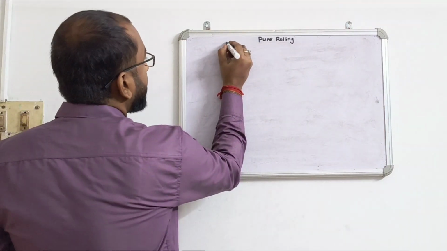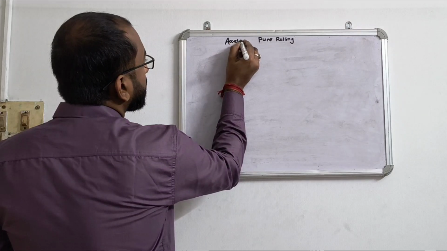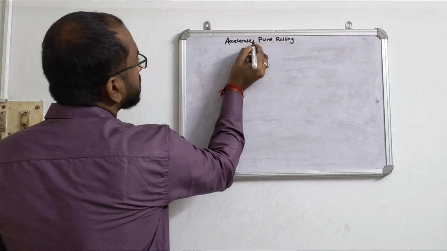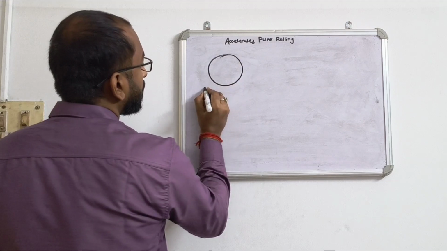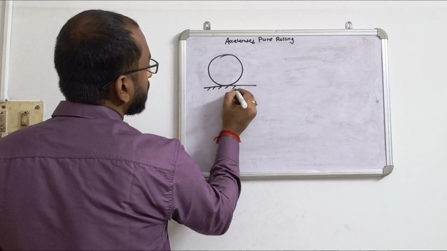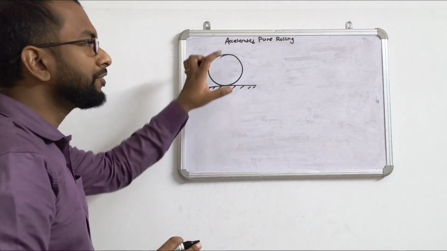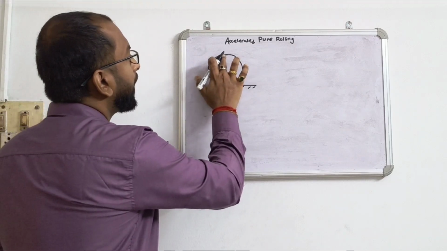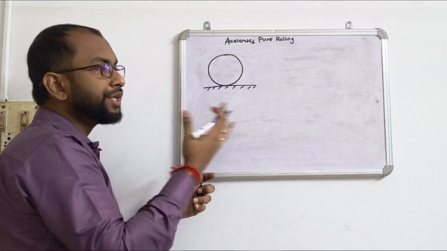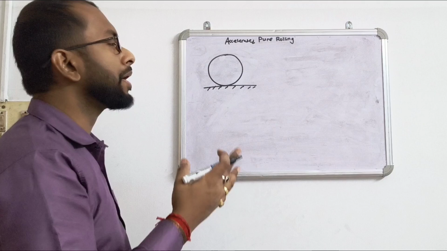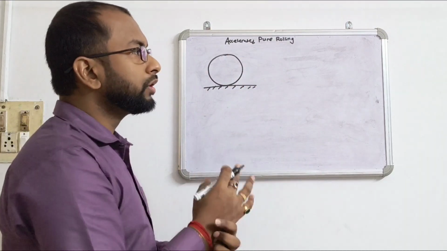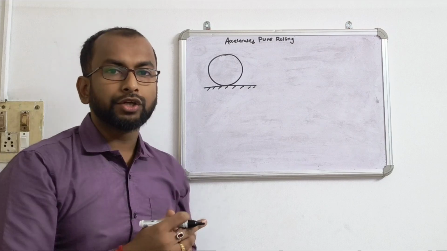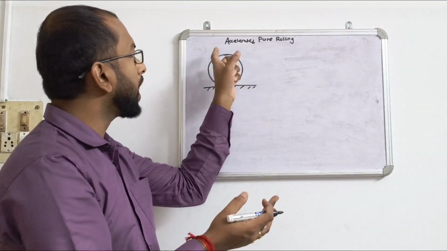Now I will proceed to the accelerated pure rolling. Accelerated pure rolling means if some spherical object is gaining speed or losing speed, that means it is having some acceleration or deceleration. Those kinds of rolling motion which are in the condition of acceleration or deceleration are called accelerated pure rolling.